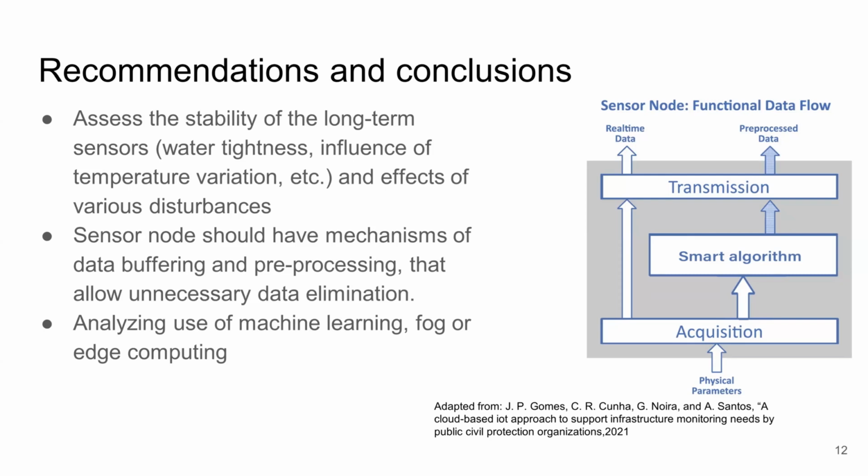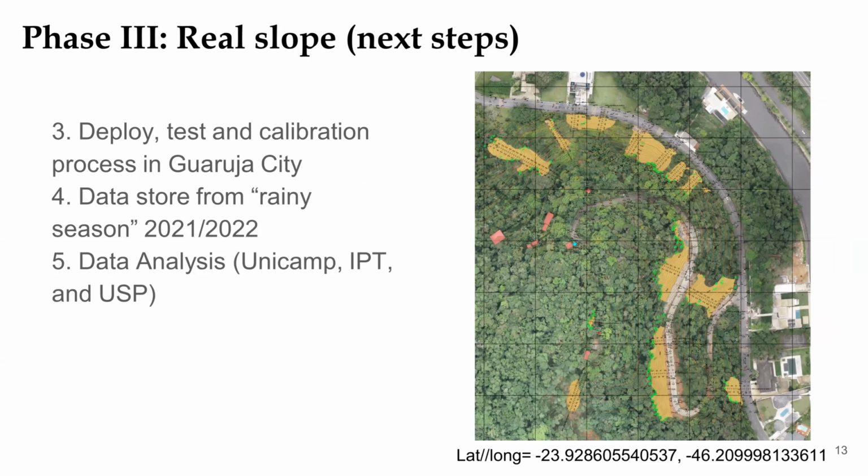In the next step, phase 3, which is the moment we are in now, we put specific sensors, validating the lab phase and the truck phase, to deploy and test in calibration phases in Guarujá, a city close to the sea here in São Paulo. The data is stored through the rainy season at the end of this year and the start of next year. After that, we do a data analysis with different partners in the InterSCity project, for example.